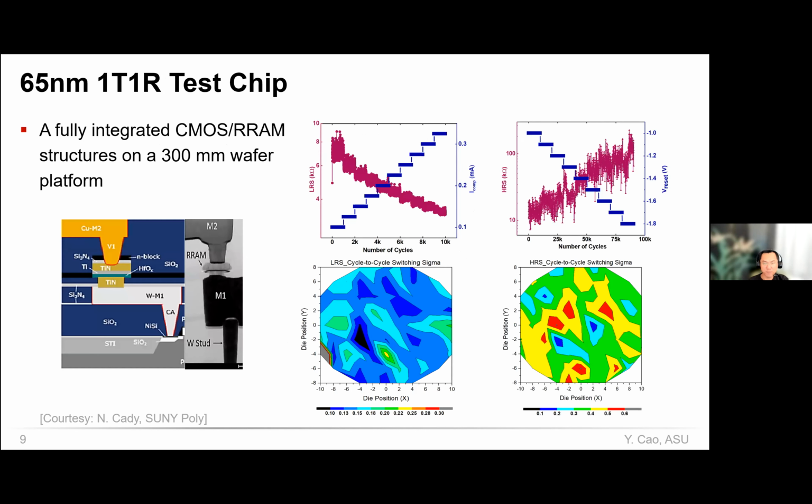So this is the test chip we collected the data from, fabricated by SUNY Poly. This is a 65 nanometer 1T1R test chip using the pretty popular hafnium oxide as the material for the RRAM fabrication. From the entire wafer, this is a wafer-level variation map we can present. The high resistance state and low resistance state have different amounts of variation. The HRS usually has a much larger amount of variation, as we can see, and that also makes it not a favorable state.